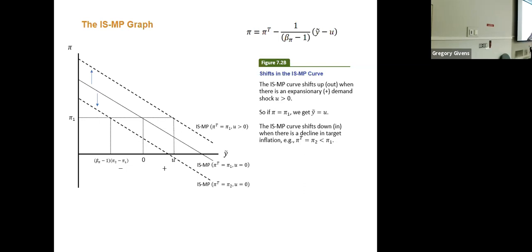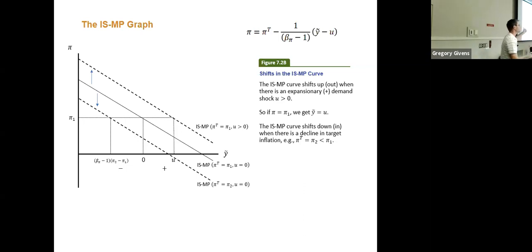Then inflation minus target inflation is equal to pi 1 minus the new lower level of inflation, pi 2, in which case the output gap would be equal to beta pi minus 1 times that change in inflation, which you can calculate from the ISMP curve. So the ISMP curve in this case shifts to the left by this amount. This number is less than 0 because pi 2 is less than pi 1.